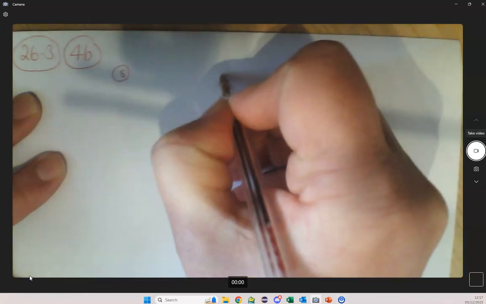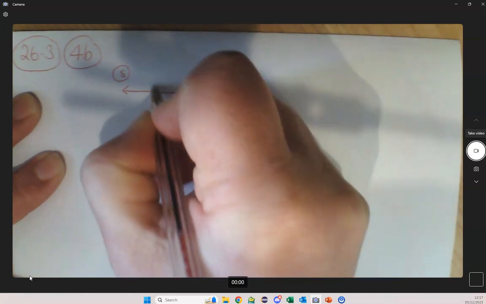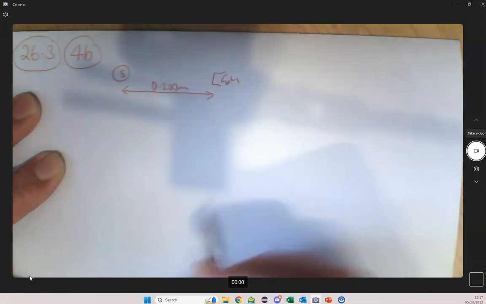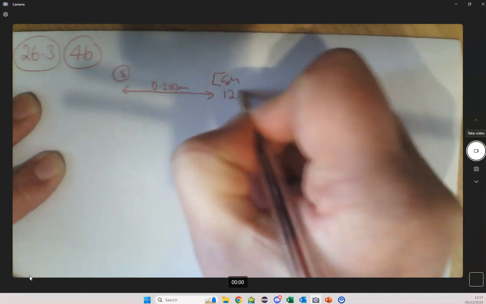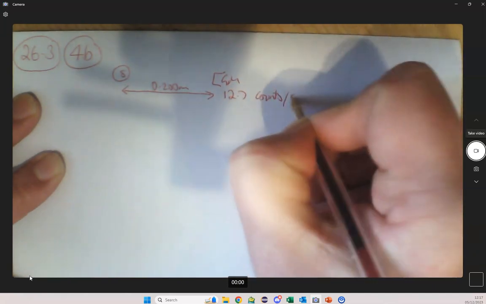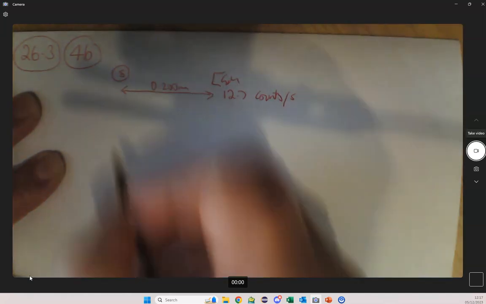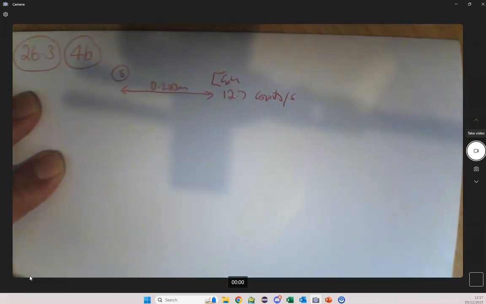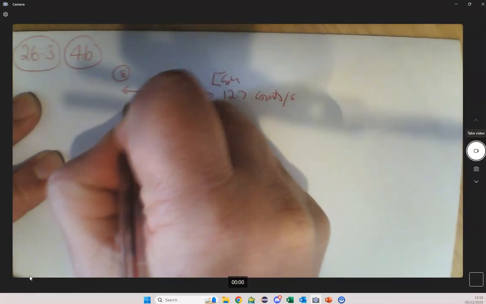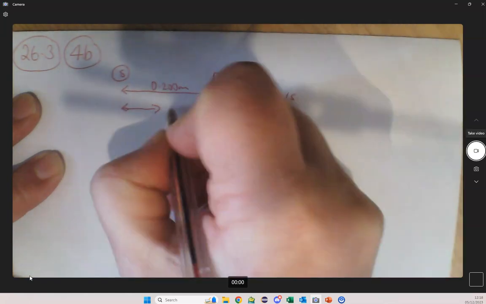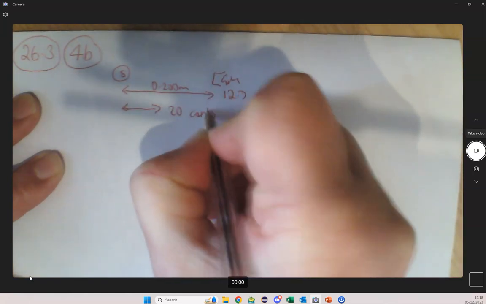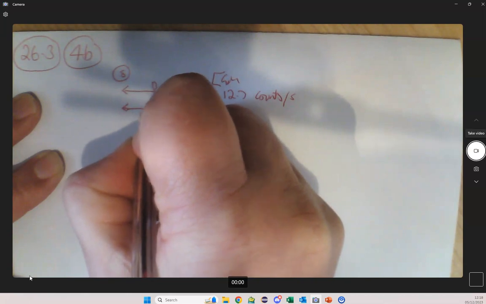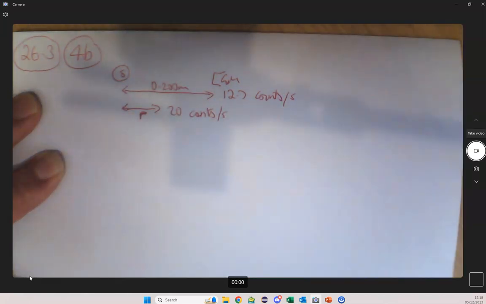What I've got then is, they've told us, here's my source, here's my GM tube, and the distance between there and there was 0.200 meters, and that was 12.7 counts per second. What I want us to do is to find out where it would be 20 counts per second. Now, it's going to be closer. It has to be closer to get a higher count rate, so we want 20 counts per second. And we've got to work out what that distance, r, is going to be.